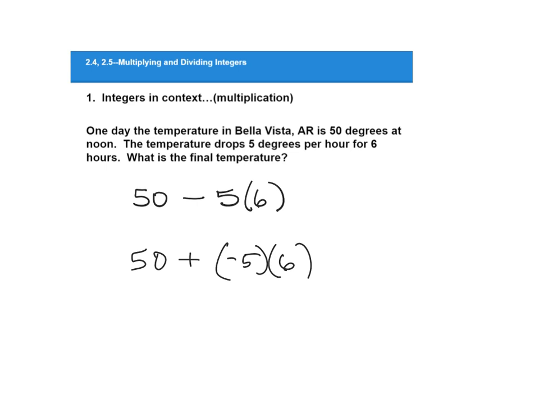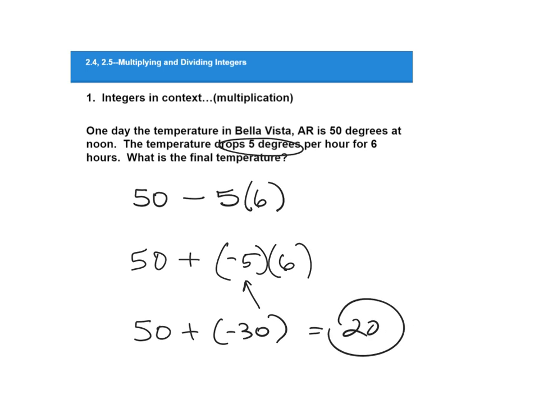Hours is not going to be negative. Degrees could be negative, but hours would not be negative, so that's why we see the -5 to represent that drop of 5 degrees. So when we compute that, we're going to get 6 groups of -5. So that's going to be -30, and we would see that the temperature after 6 hours is now 20.